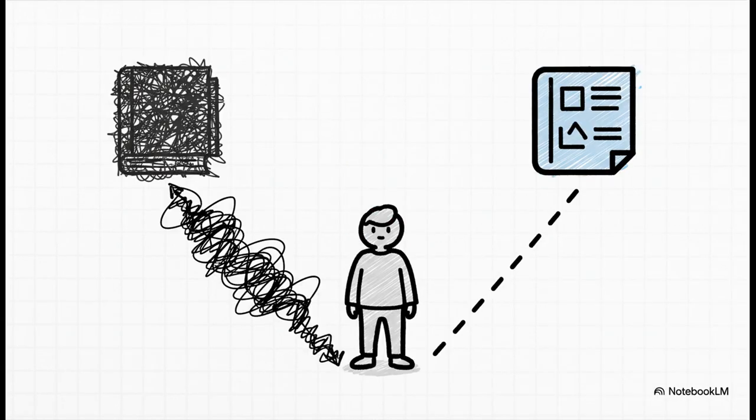But here's the thing. What if I told you it's not you at all? And it's not even that the paper is too hard. The problem is how you're reading it. Think about it. You wouldn't try to build a piece of furniture without looking at the instructions first. So why do we try to read these complex papers like they're a novel? There is a much, much better way.